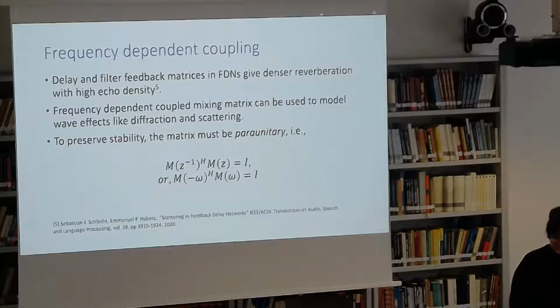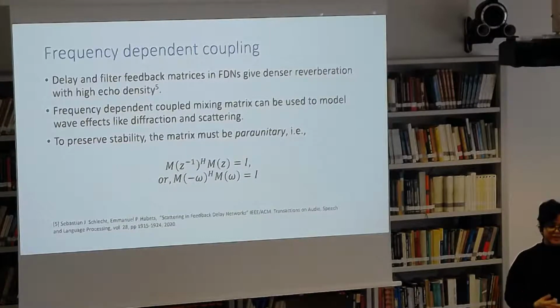So now this is what I'm working on currently, which is frequency-dependent coupling. So far, I have only discussed coupling matrices that are scalar. So, of course, they have parameters, the theta and the phase, but essentially there are no filters in the coupling matrices. And there are some advantages of putting filters in the mixing matrix that Sebastian Schlecht has shown. So if you use delay and filter feedback matrices in the FDN, it actually gives you a faster rise in the echo density. And this paper shows why and how.